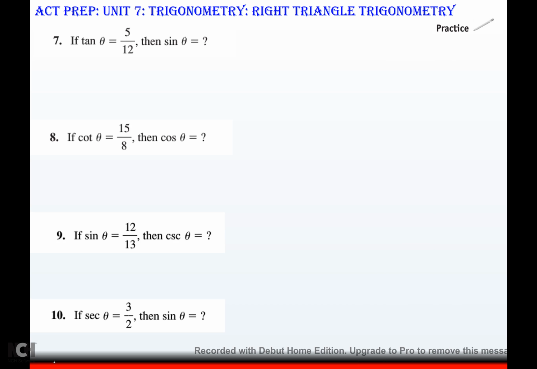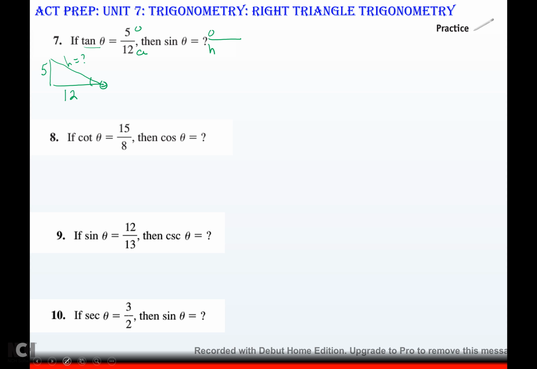And then they're going to love to give you tricks. They're going to give you one trig function and then ask you to find another one. The easiest thing I do is draw a triangle every time. Call it theta. They're giving you tangent. Tangent is opposite over adjacent. So they're telling you that opposite my theta is 5 and adjacent is 12. They want me to find sine, which is opposite over hypotenuse. So I need the hypotenuse.